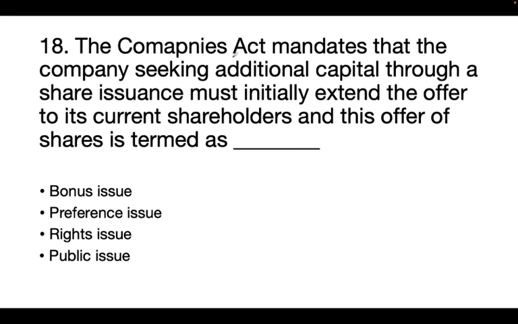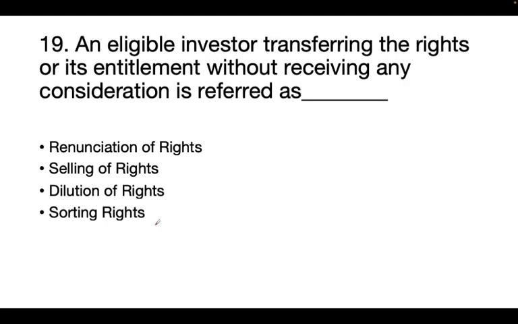Next question. The Companies Act mandates the company seeking additional capital through a share issuance must initially extend the offer to its current shareholders, and this offer of shares is termed as bonus issue, preference issue, right issue, public issue. Answer is right issue. Next question.